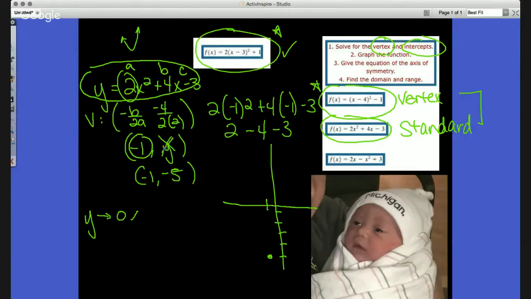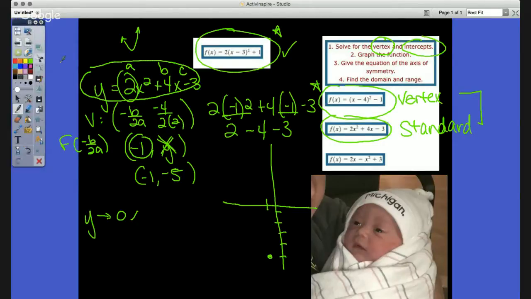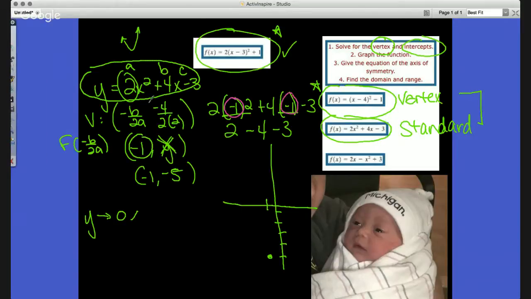Now, in order to find the y, a lot of times you'll see f of negative b over 2a. What that means is I plug negative 1 back into my equation in for x, you'll see it over on this side. Okay, let me get a different color. So everywhere you see x, I'm plugging negative 1 back in to find what my y is. So if I could find my y, I plug negative 1 back in to solve for that.